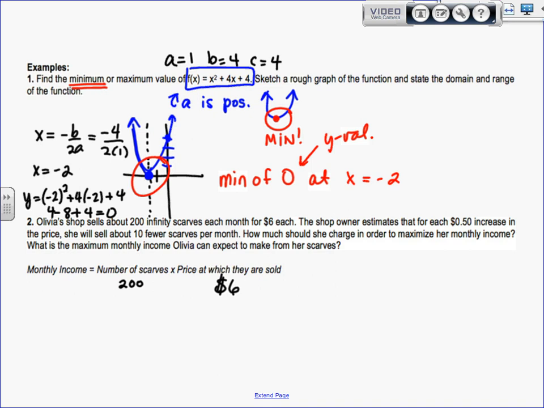She noticed that as she raised the price to $6.50, she sold 190 scarves. She lost 10 scarves. And if she sold them for $7, then she only sold 180. So we need to find a general equation. What we're going to do is let X equal the number of 50-cent price increases.